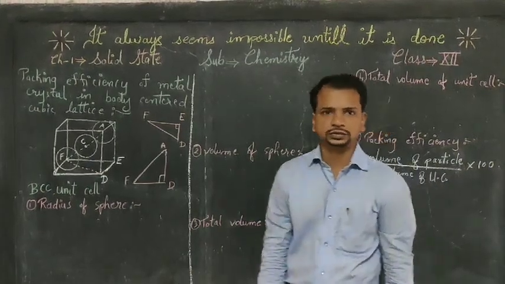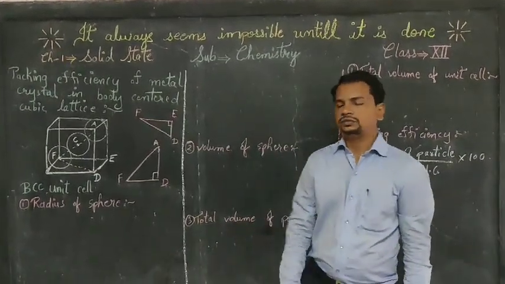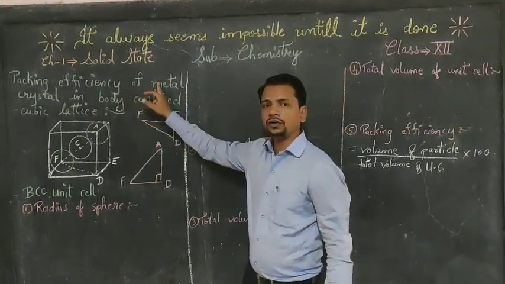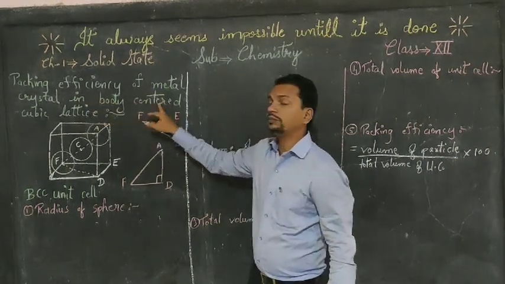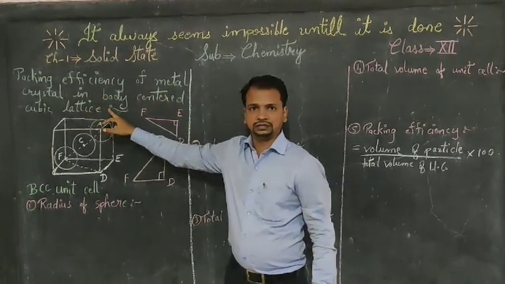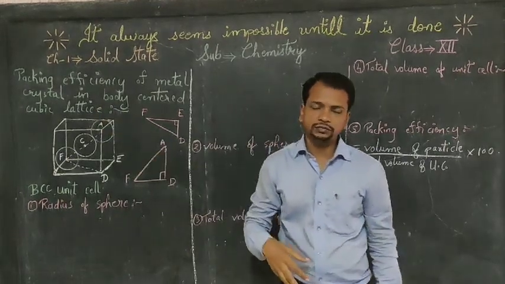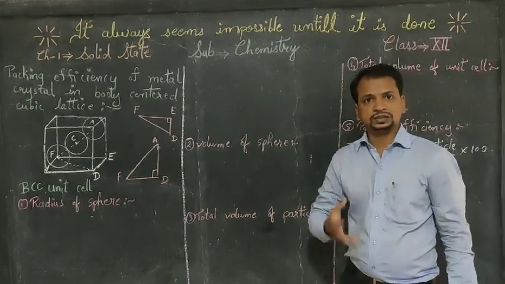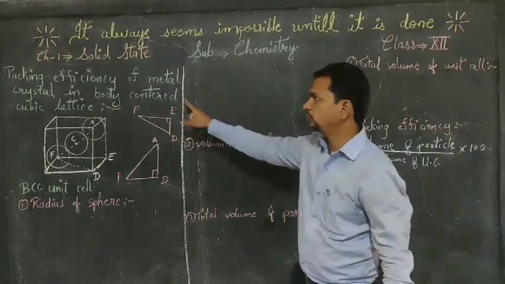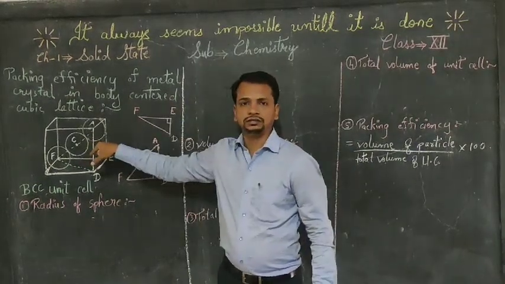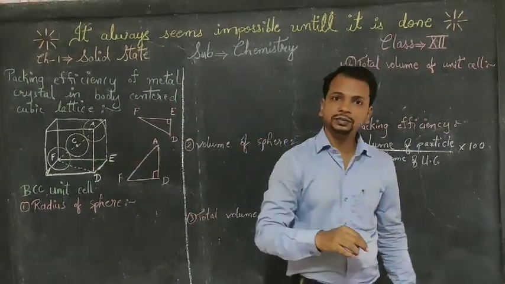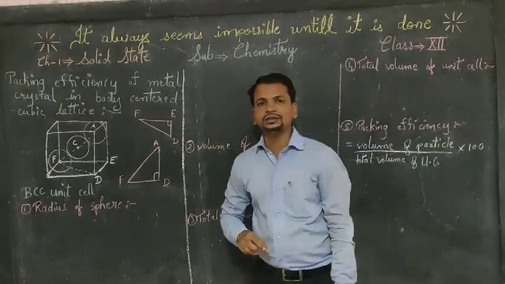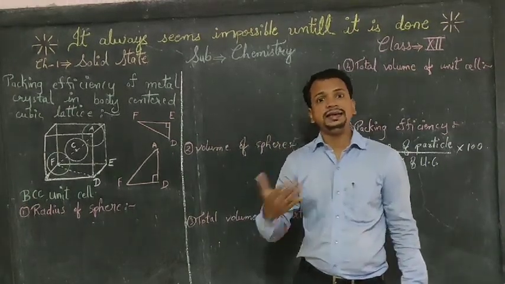Good morning, students. Now we are going to find out the packing efficiency of metal crystal in body-centered cubic lattice. Last time we found out the packing efficiency in simple cubic lattice. The structure was simple cubic. Now we have to see the body-centered. That means at the center of the body there will be one particle. Now in this body-centered lattice structure, what is the packing efficiency?